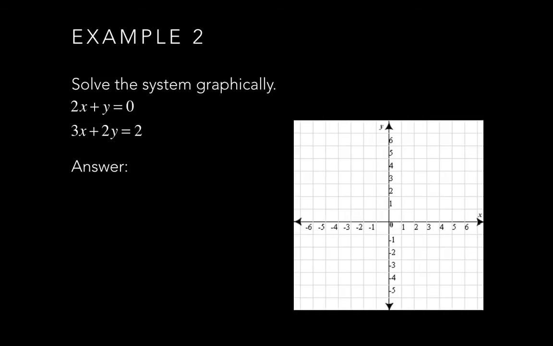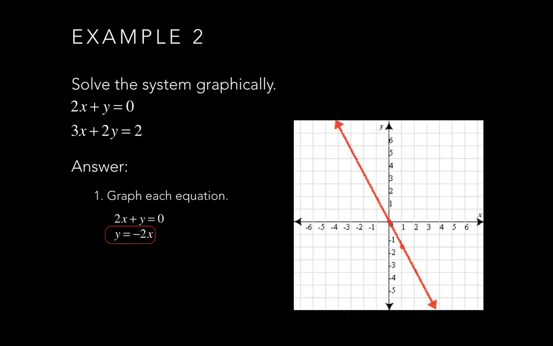Let's do another one like it. Graphing each equation, you would have that y is equal to negative 2x. Notice that there's no plus a constant. That means that our y-intercept is at 0, and we're going to go down 2 over 1. That'll allow us to sketch out our line. And then we'll graph the second equation.